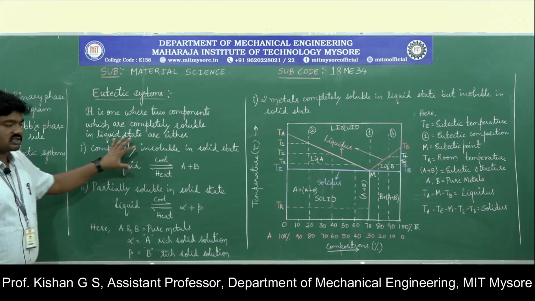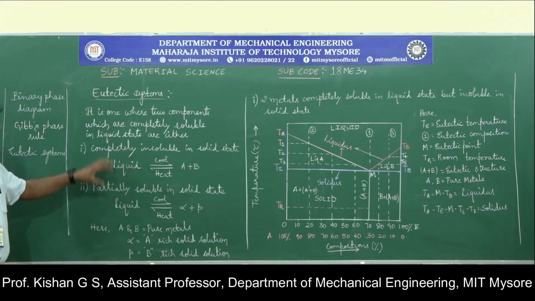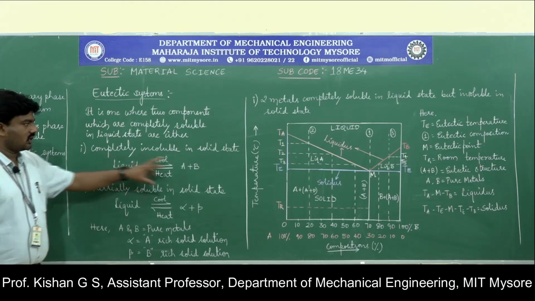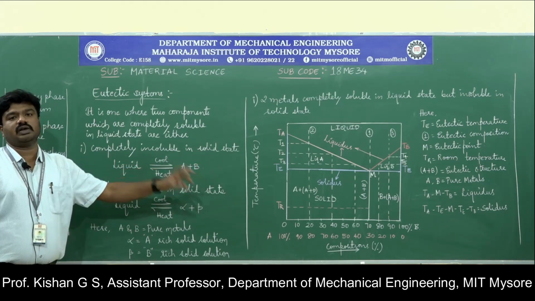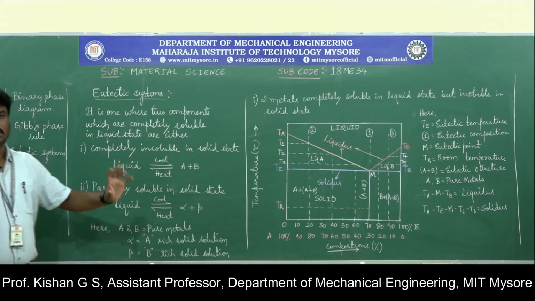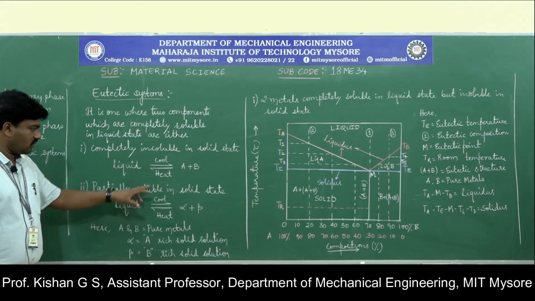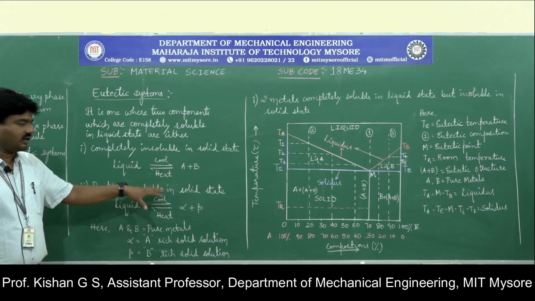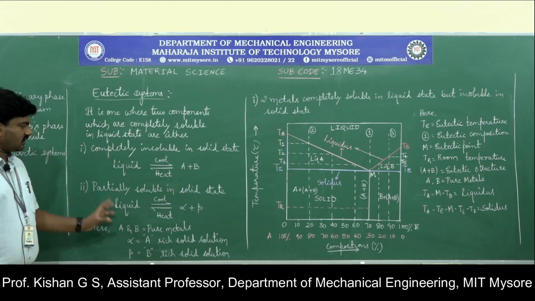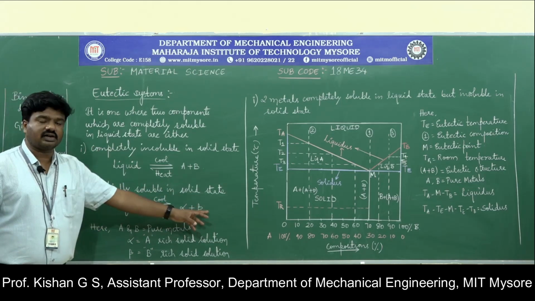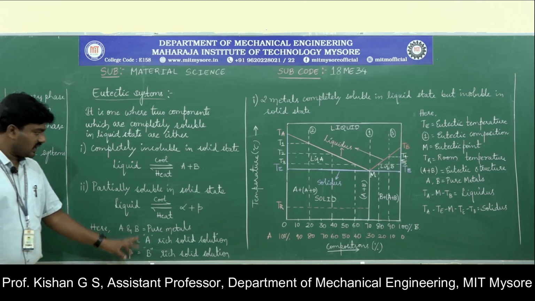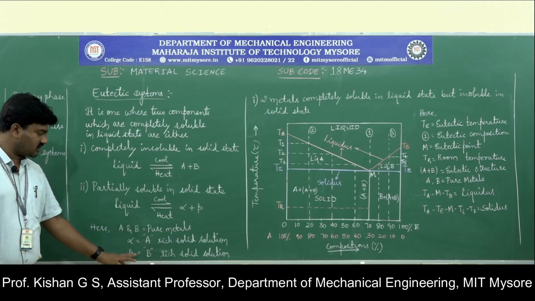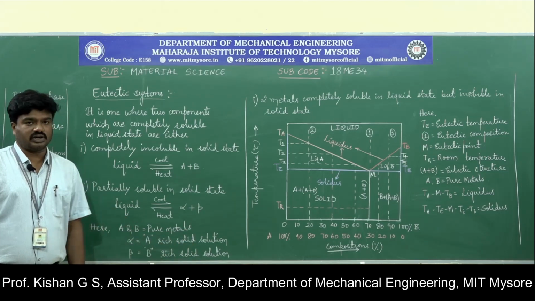So we can represent the same condition like this. In the liquid case, both pure metals A and B will be completely soluble. Whereas in the case of partially soluble in solid state, it will be like this, where alpha and beta are taken as follows: alpha is the A-rich solid solution, and beta is the B-rich solid solution.